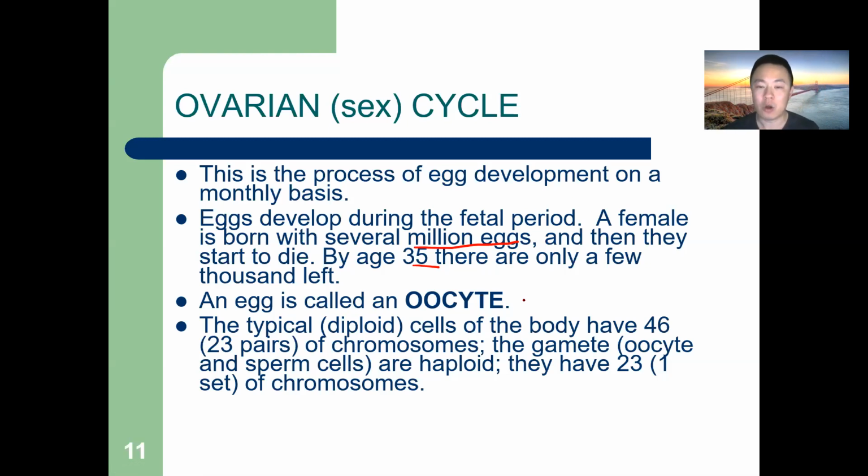Now, an egg is called an oocyte. The typical diploid cell in your body, like your skin, your heart, your muscles, and everything like that, has 46 total chromosomes. But when it comes to sperm and egg cells, the gametes, they only contain half of that count, and therefore we call them haploid, and they only contain 23 chromosomes, not 46.